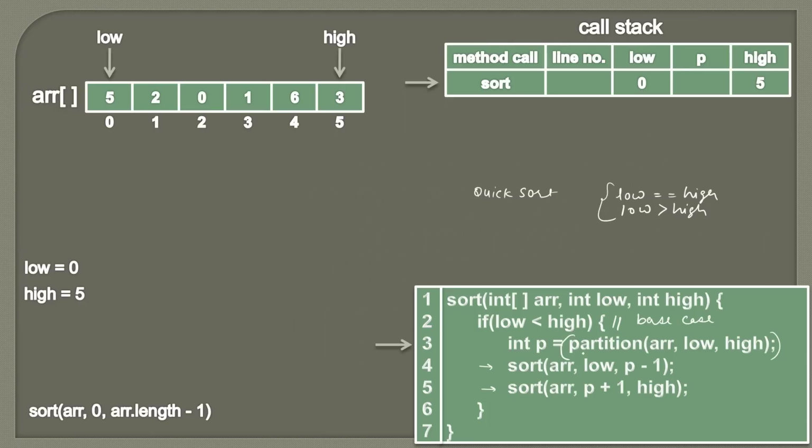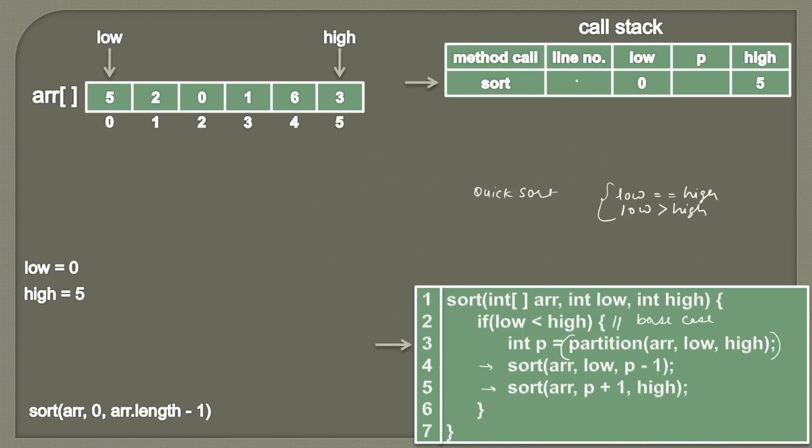So when we call the partition method, we are leaving this sort method. So the execution point will leave the sort method and the partition method will be on the call stack. Before we leave this sort method, we need to store the state of this sort method, that low was at 0 and high was at the 5th index. And as we are leaving this sort method, we need to keep track of the line number, because once this partition method ends, we need to begin this sort method from line number 3 only, because we are leaving this sort method at line number 3.